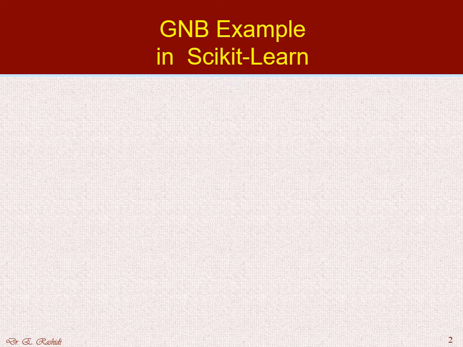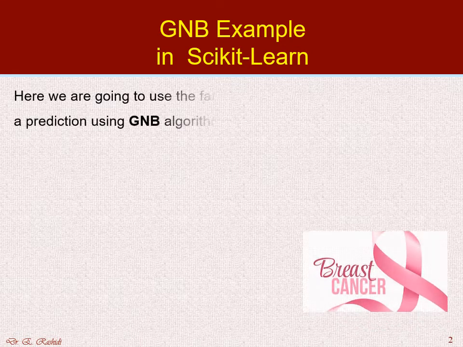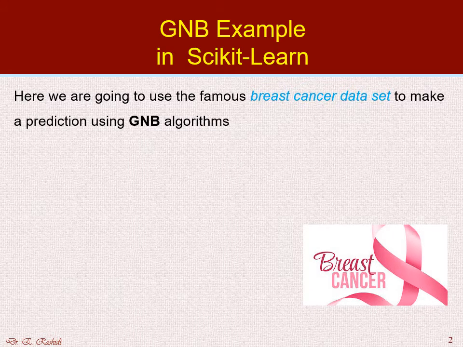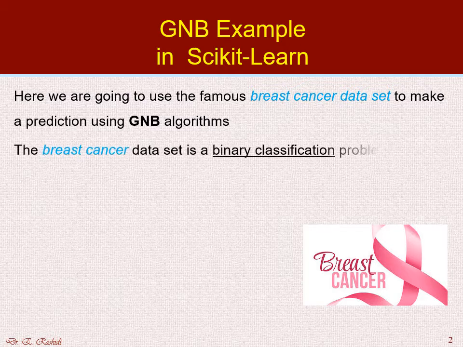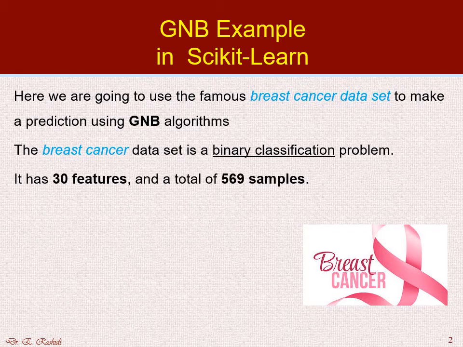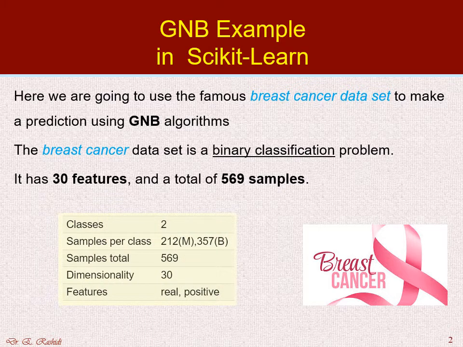A Gaussian naive Bayes example in Scikit-Learn. Here we are going to use the popular breast cancer dataset from Scikit-Learn library to make a prediction using GNB algorithm. The breast cancer dataset is a binary classification problem that contains 30 features and a total of 569 samples. In this table, you can see a more detailed description of this data.